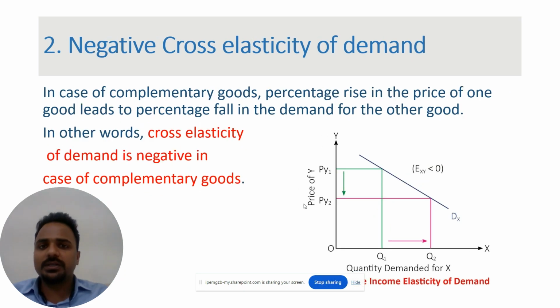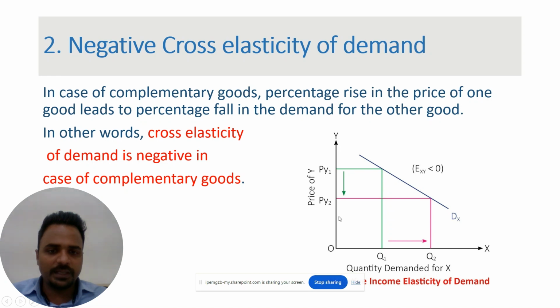Next is negative cross elastic demand. Cross elasticity of demand is negative in case of complementary goods because in case of complementary goods there is an inverse relationship between price and demand of its complementary goods. Percentage rise in the price of one good leads to percentage fall in the demand for the other good.